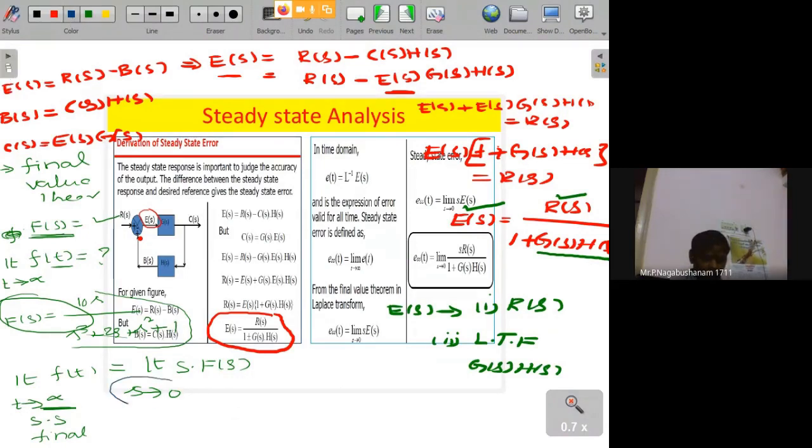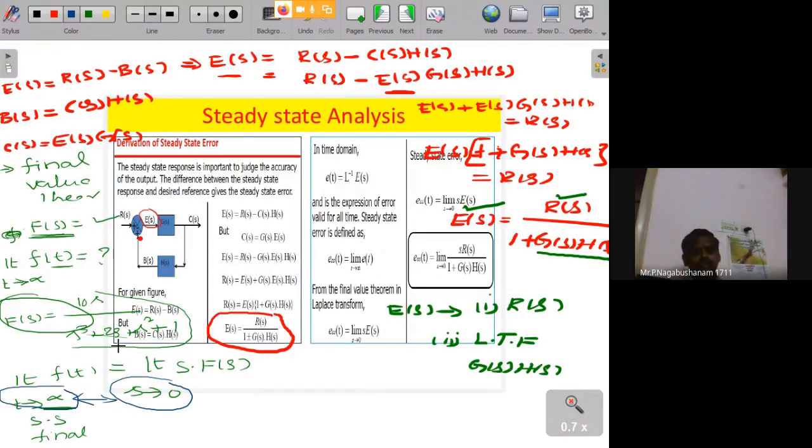This is the relationship. If t tends to infinity, s will become 0. Time domain, s domain relation. Final value theorem. That means without finding the inverse Laplace, we can use the final value theorem. That means I am asking, when t equals infinity, what is the value of f of t?